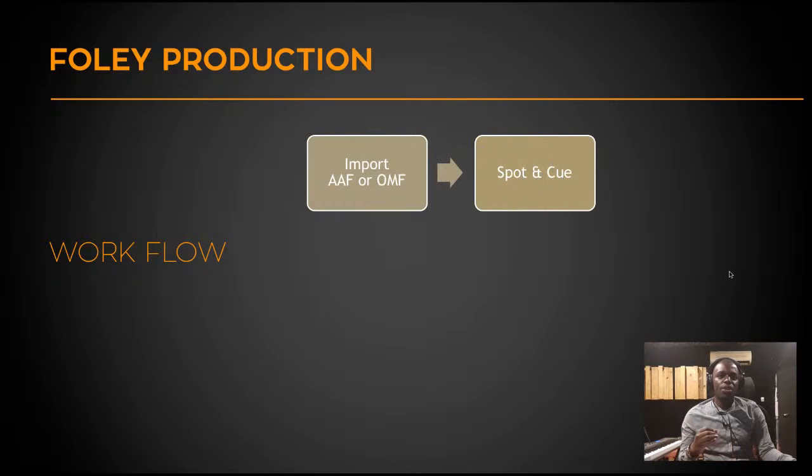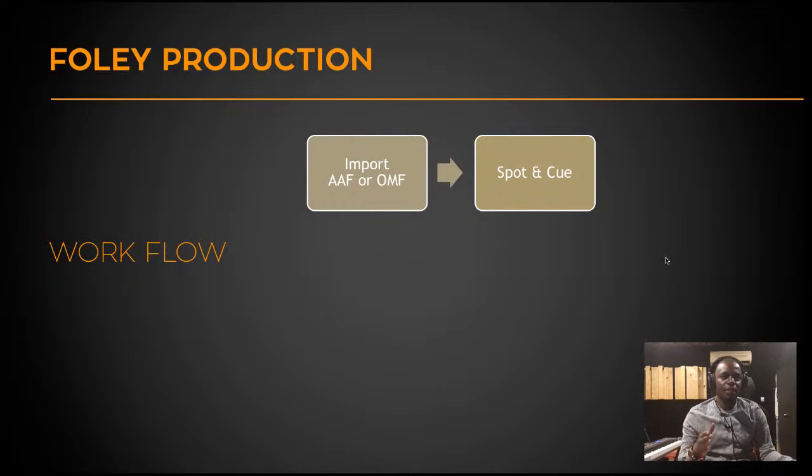Then the next thing they will do once the movie has been imported is to spot and cue. Spotting simply means you have an actor moving from point A to point B within that scene. Let's say the actor is moving from a canteen to a certain office building. So you spot that and say, okay, now this actor is moving from this point to this point. So what do we want? If he's moving, then we have feet.